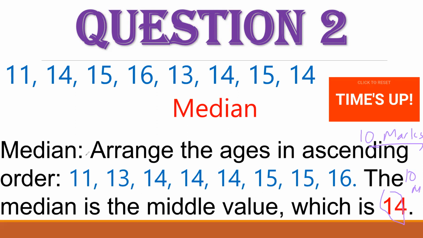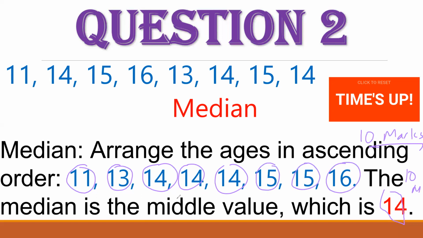Number 1, we write these numbers in order, smallest first. One more time, our first number is 11, and then 13, 14, 14, 14. If you have repeated numbers, just write them again as many times as they appear: 15, 15, and 16.